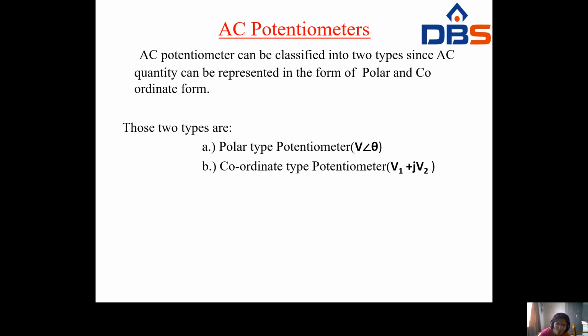Those two types are the polar type potentiometer, V at an angle of theta, and the coordinate type potentiometer, V1 plus jV2. A potentiometer is used to find the unknown EMF value. When that unknown EMF is expressed in polar form, it is the polar type potentiometer. When it is expressed in rectangular form, V1 plus jV2, it is the coordinate type potentiometer.